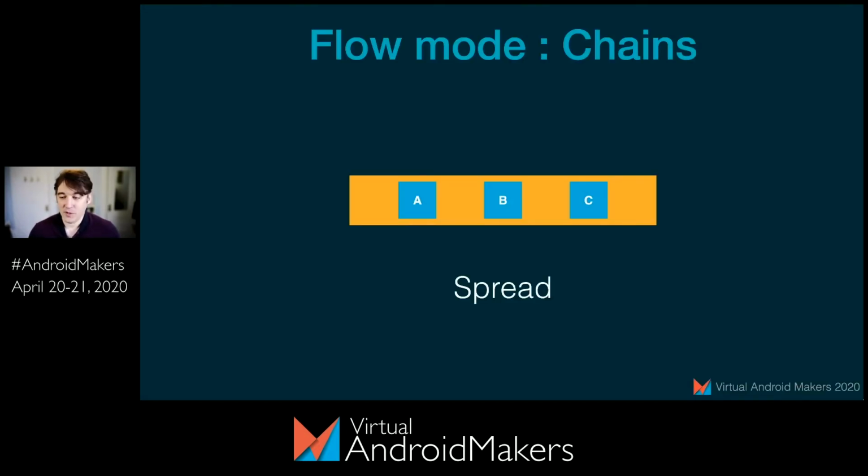Quickly cover on chain. So what does that mean? It means that if I have those three elements, I can apply the same chain styles that you may be familiar with in ConstraintLayout. So the spread chain, or a spread inside chain, or a packed chain, all of that is available in Flow. You can think about it as a nicer way to work with chains.